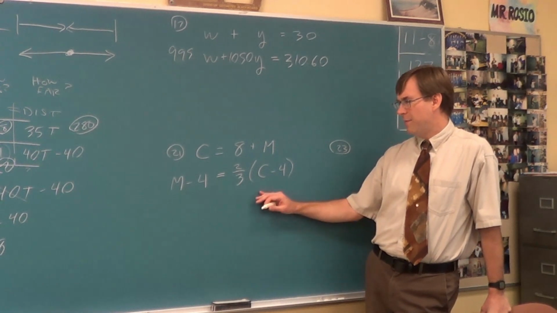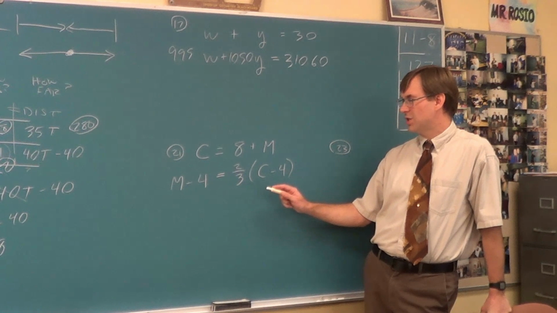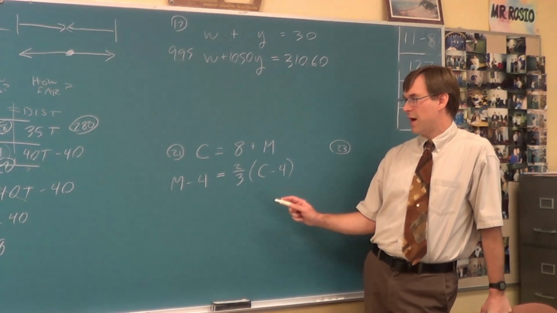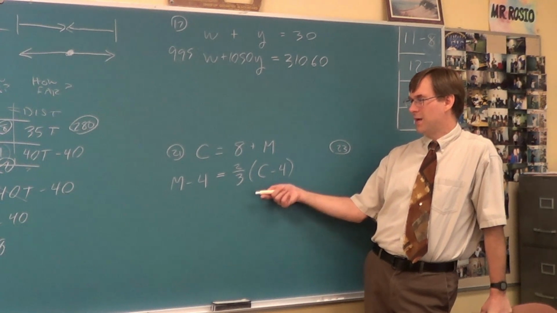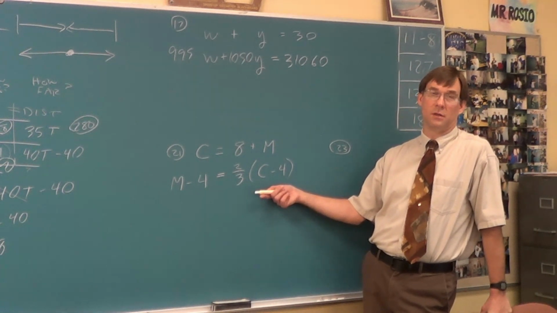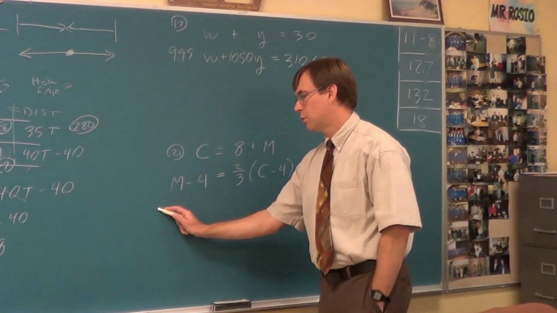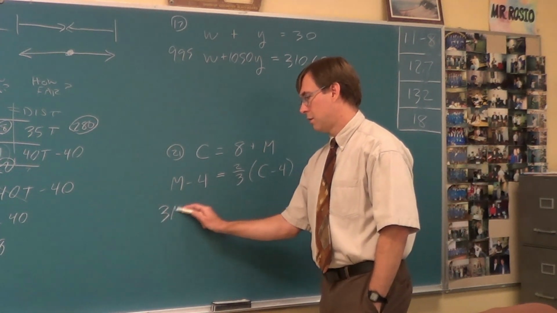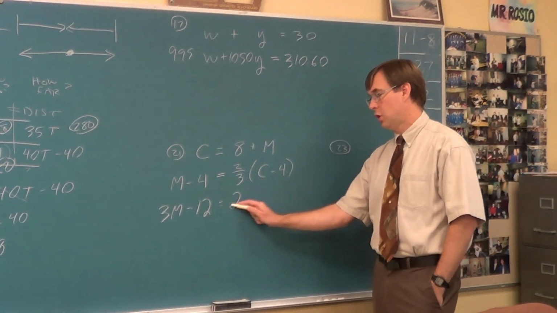For the first time in this chapter, you're seeing a fraction. So my suggestion would be, let's try to remember how to clear the fractions. Anybody remember what I can do to this to clear the fraction? Multiply everything by 3. So this would become 3 minus 12. This would just become a 2.